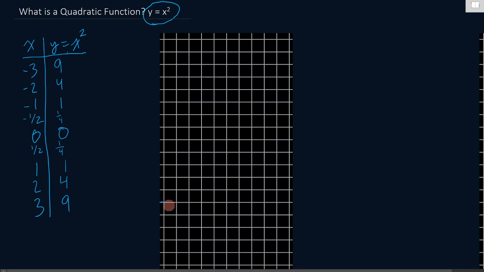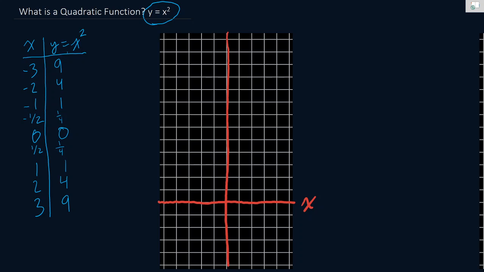So now we're going to want to graph this. That doesn't show very well. Let's try red. Okay, so here we go. There's our x-axis going across. Here's our y-axis going down the middle. And now let's plot these points one at a time.